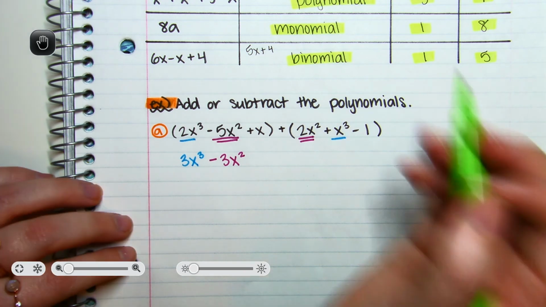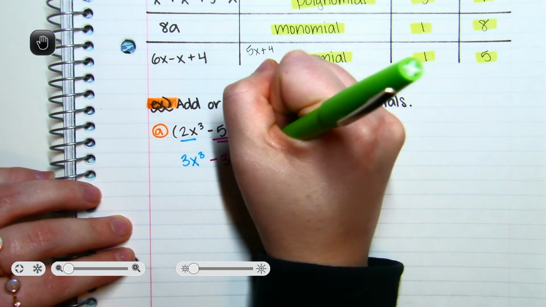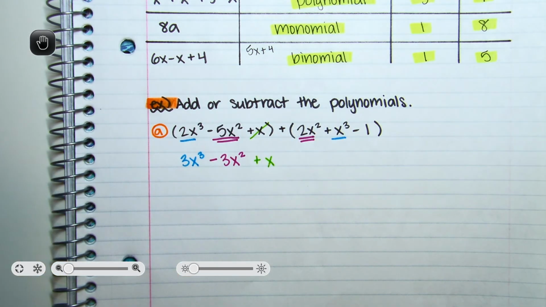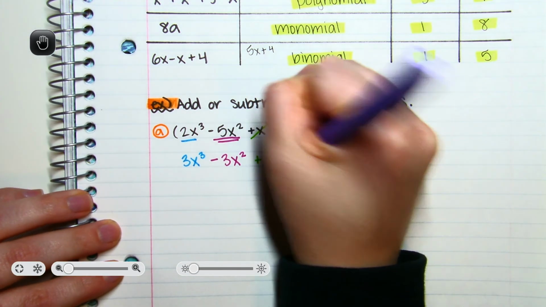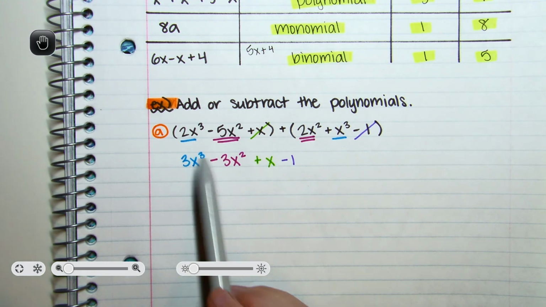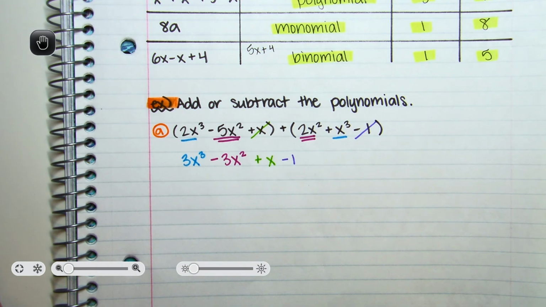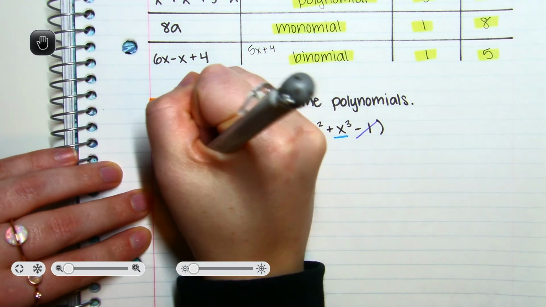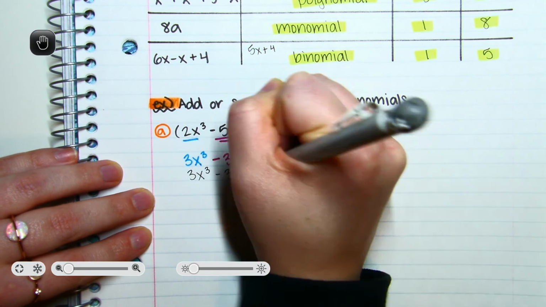So next one, all we have is an x, and it's the only one. So I'm just going to add x. And then last but not least, I have this negative 1 down here at the end. So notice I showed you both strategies there. I showed you with underlining or just crossing out, whatever makes the most sense to you. And then I'm just going to rewrite this so that it's not in a bunch of colors. Negative 3x squared plus x minus 1.